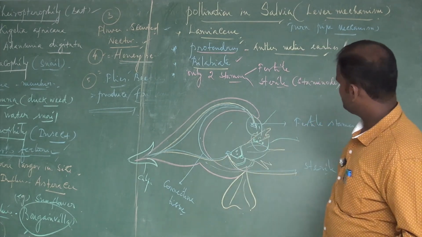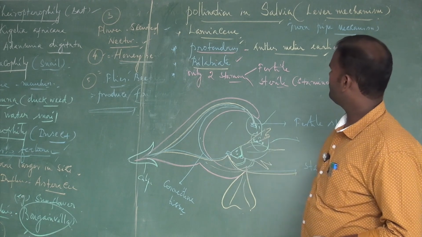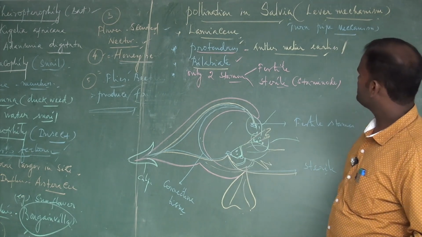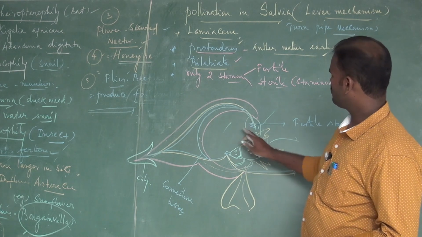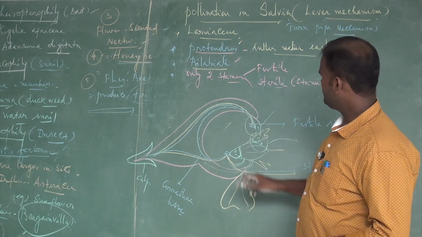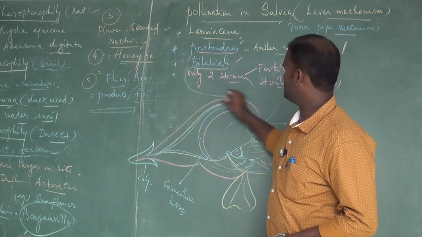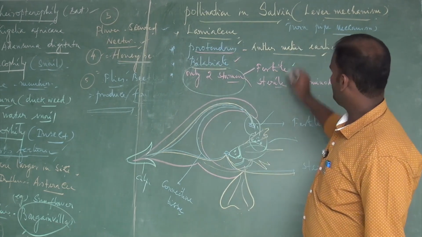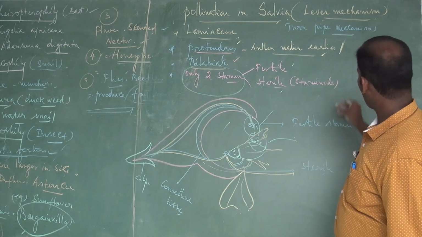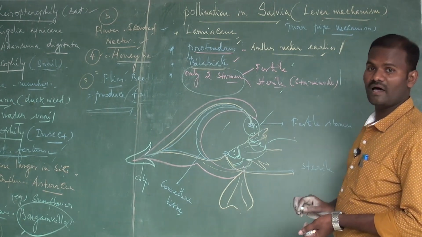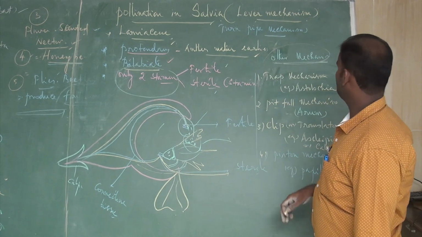These are the special mechanisms involved in Salvia, which belongs to the family Lamiaceae. Generally it is protandrous, bilabiate, and only two stamens are present. Only the upper stamen is fertile and the lower stamen is sterile. Certain other mechanisms are also involved in plants, like the lever mechanism.